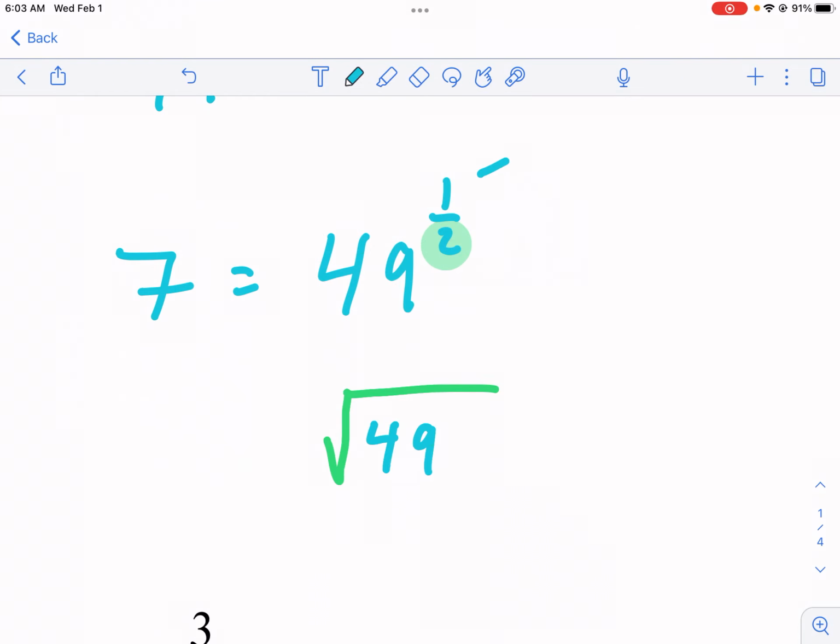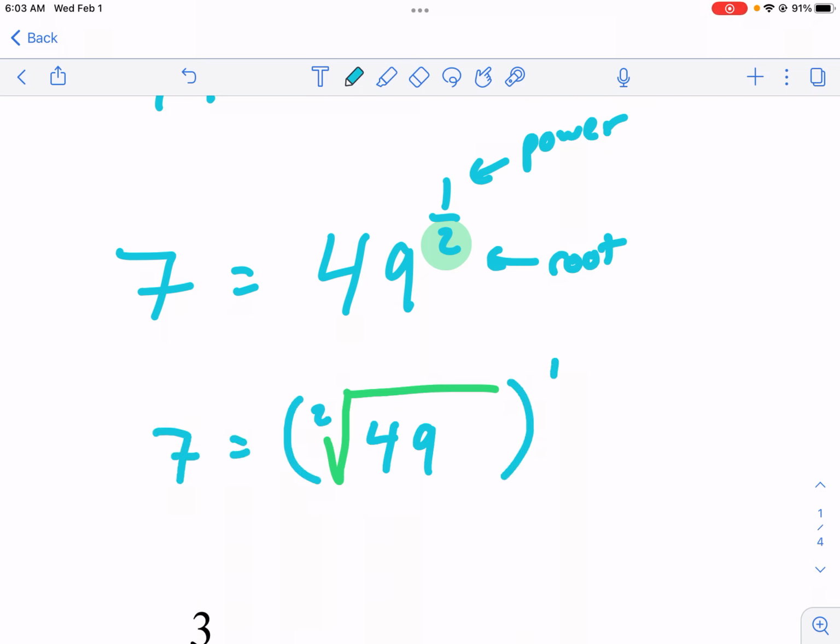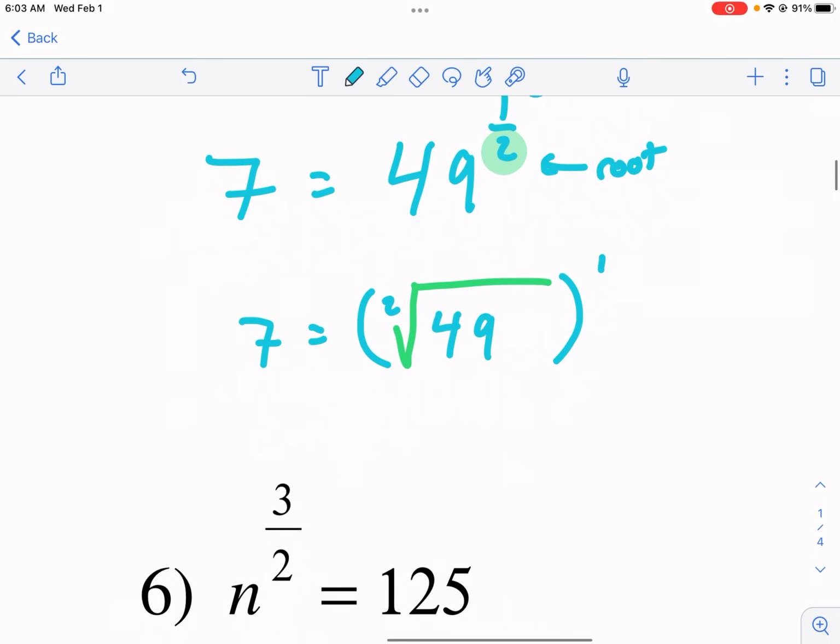Now that top number, that indicates the power. Okay, so this is the power. This is the root. As I said, there's an implied 2 there. And technically, we could raise this to the first power, but it doesn't change the value. Okay, so I'm just going to go ahead and write that because we're going to do problems where those are different. So I know the square root of 49 is 7. 7 to the first power just remains as 7.